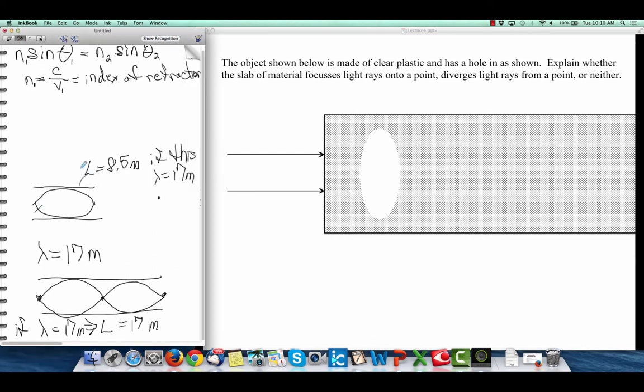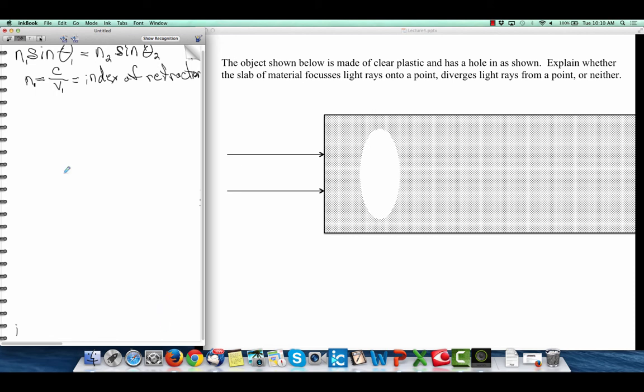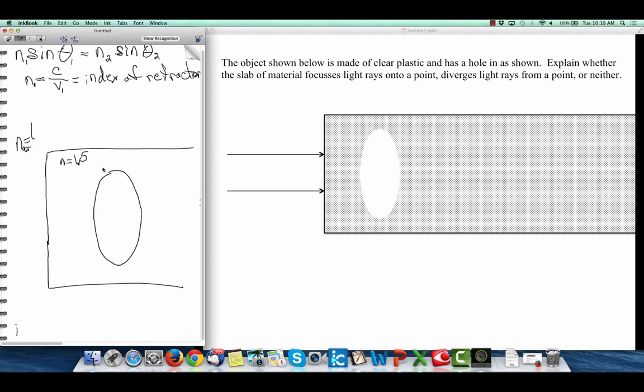So the plastic, well, first of all, the air has an index of refraction of 1. So n equals 1 out there, air. In the plastic, n equals, I don't know, you can get plastics with different values of n. Let's just say it's 1.5. And then n for the hole, we'll put back to 1 again. It's either air or vacuum.